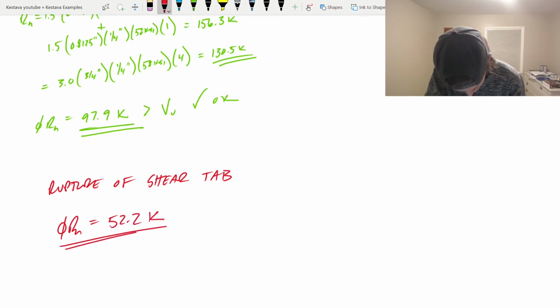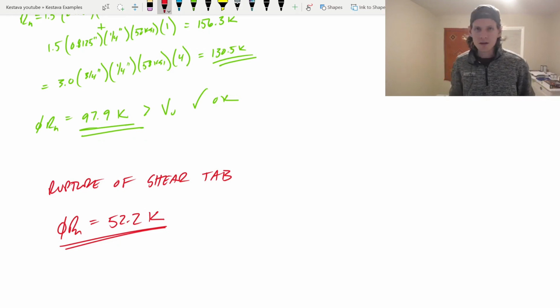52.2 kips. Well, do we need to check all of that criteria every single time we do this when we have typical shear connections? Because, I mean, you could go 4-bolt configuration, you can go a 6-bolt, you can go 10-bolt, you can go crazy with this.